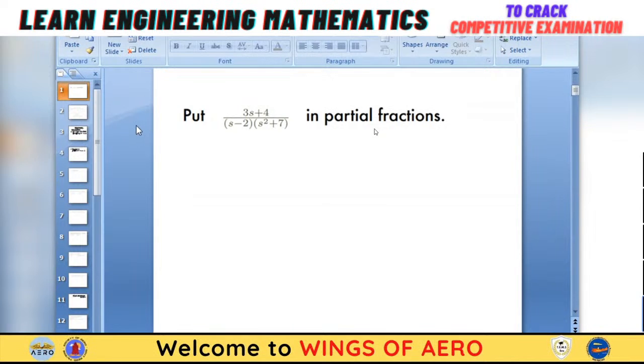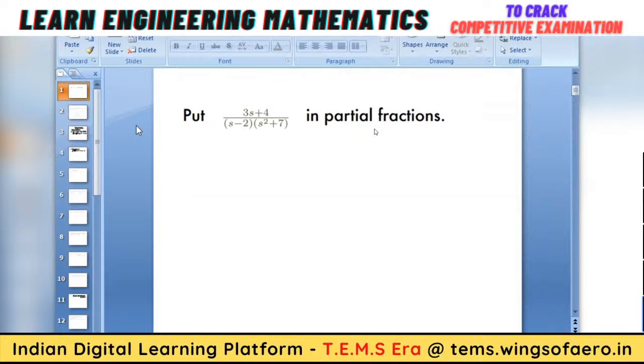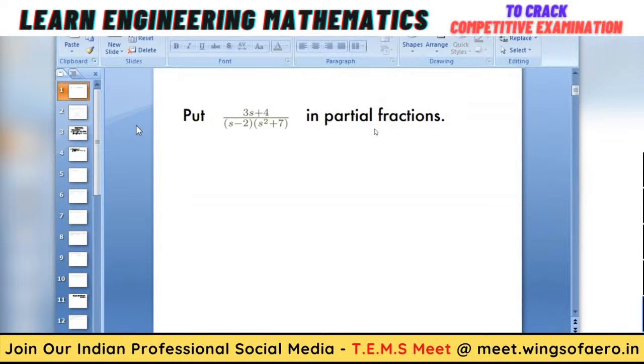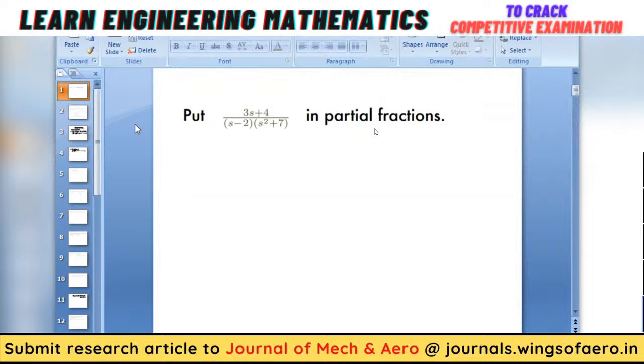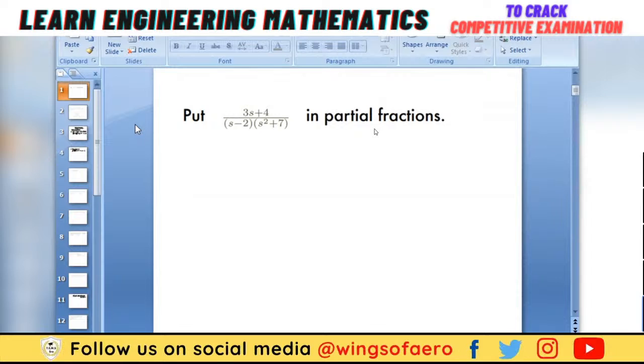Put it into the form of partial fractions and find the values of a, b and c, that is, the constant values. Please solve it and write it into the chat box, just the form of partial fractions.